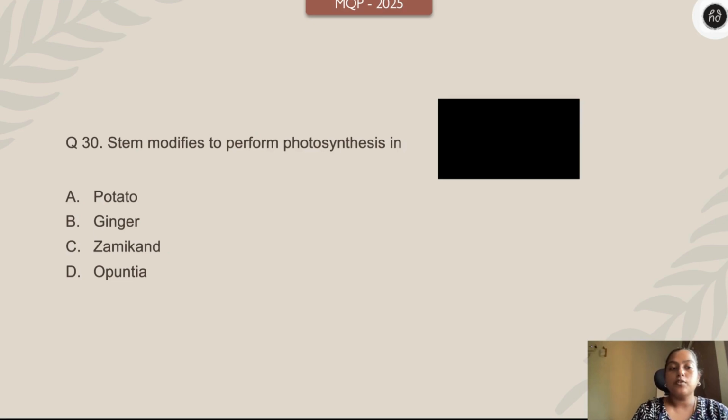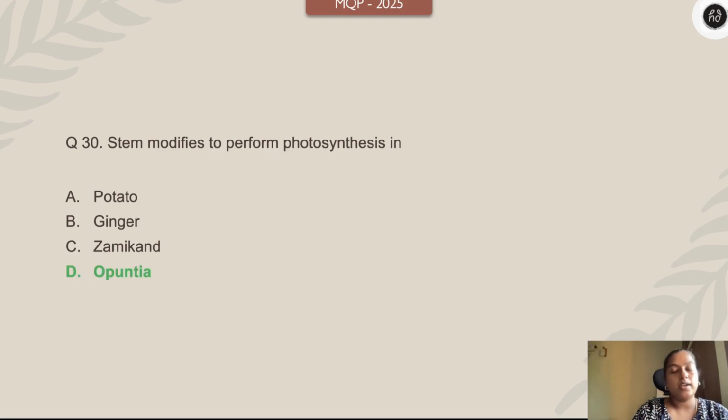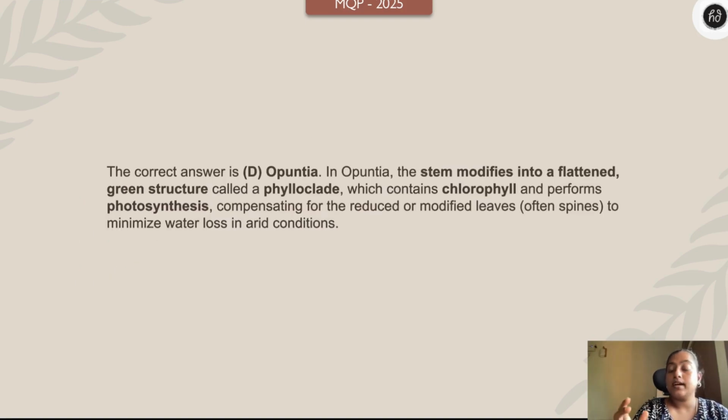Stem modifies to perform photosynthesis in potato, ginger, Zamia and Opuntia. Your time starts. 3, 2, 1 right now. Okay, so the answer is Opuntia. Basically, in Opuntia, the stems are modified into flattened green structures called phylloclades, which contain chlorophyll and can perform photosynthesis, compensating for the reduced or modified leaves, which are the spines, to minimize water loss in arid conditions.